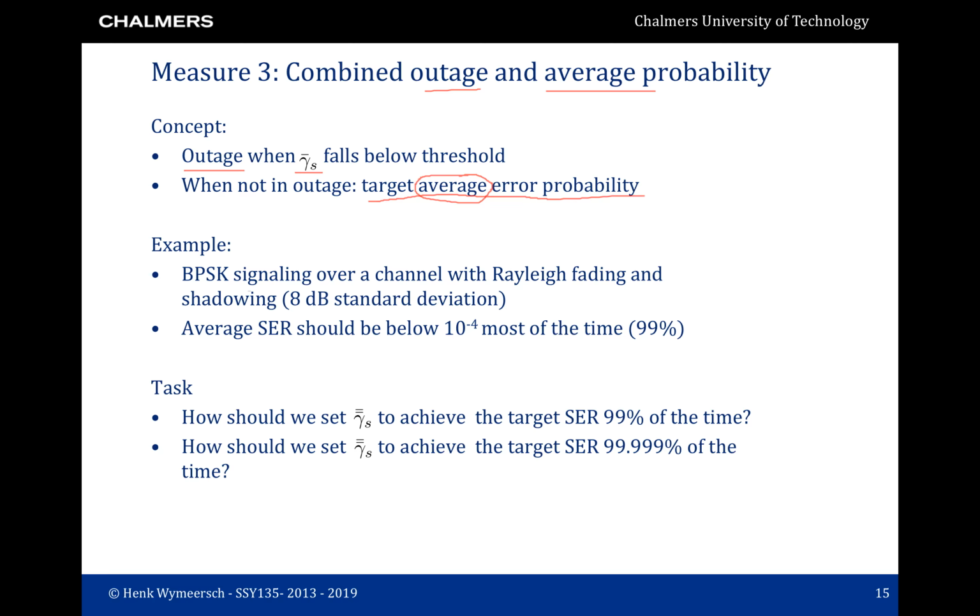Let's assume that we use BPSK signaling over a channel with Rayleigh fading and shadowing, where the shadowing has 8 dB standard deviation. The average error probability should be below 10 to the minus 4, most of the time, 99%. So then how should we set the SNR due to path loss only to achieve the target symbol error rate 10 to the minus 4 99% of the time?